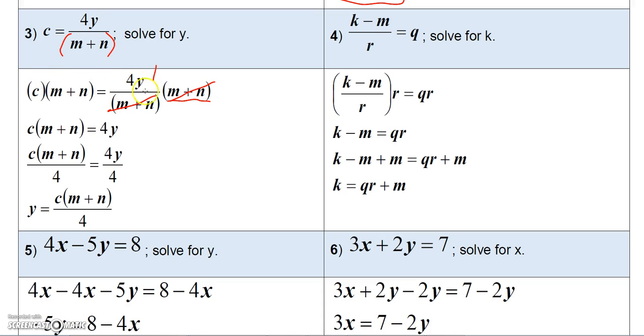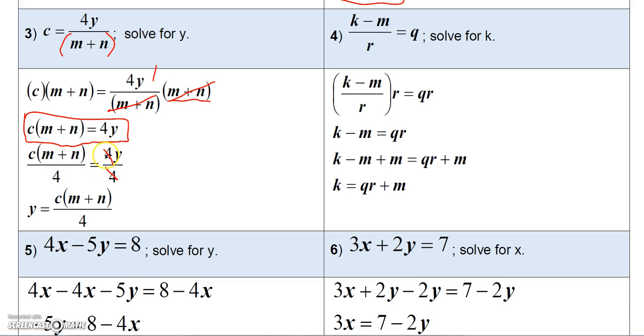Now if I multiply the right side by m plus n, I must also multiply the left side by m plus n, so that would give me c times m plus n. So now I have c times m plus n equals 4y. I'm almost there. I need to get y by itself, so I need to divide both sides by 4. I'm going to take 4y and divide it by 4. That way I just get y by itself over here.